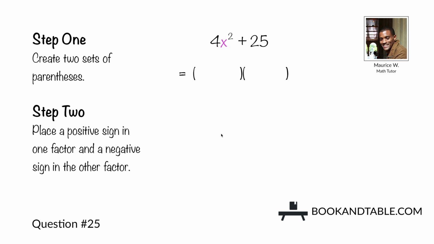Step 1, create two sets of parentheses. These are where our factors will go. And step 2, place a positive sign in one factor and a negative sign in the other factor.